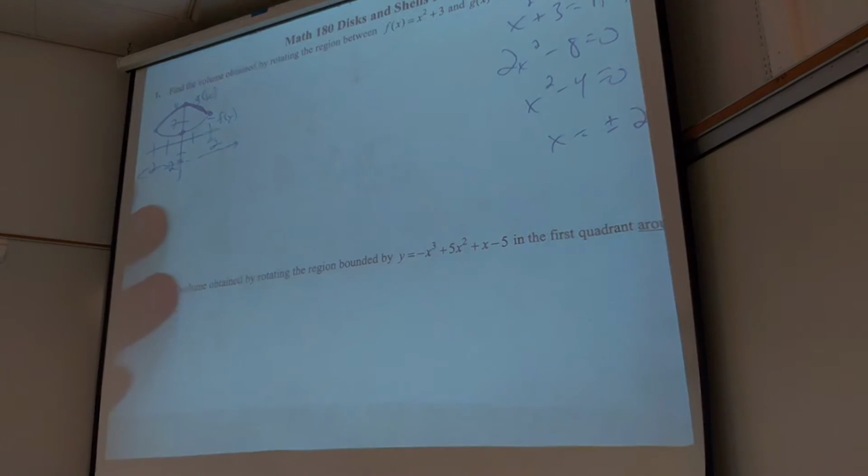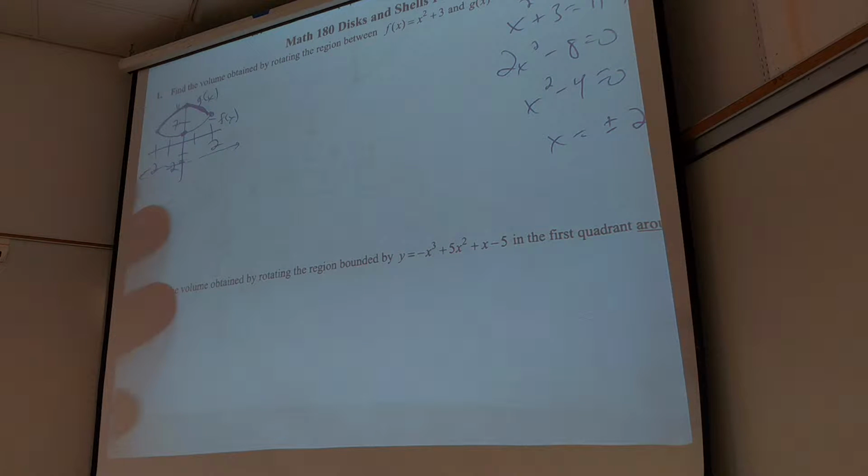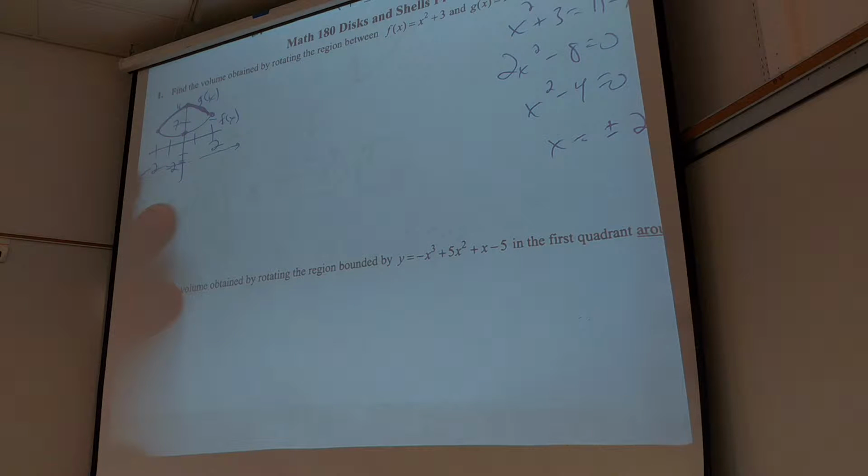So maybe I don't want to use shell method. Let me see if disk method will work. And if I start to do it and I run into trouble, like I get a function I can't integrate, then I backtrack and set up the shell method. Again, failure is going to be a possible step in this process. It's not really failure, it's just checking to see if it works. It didn't work, let me go to the other one.